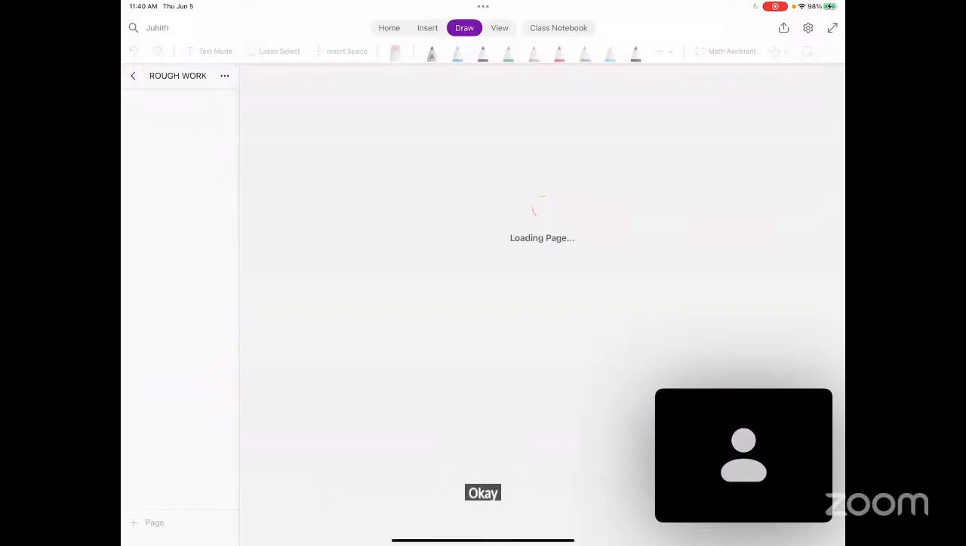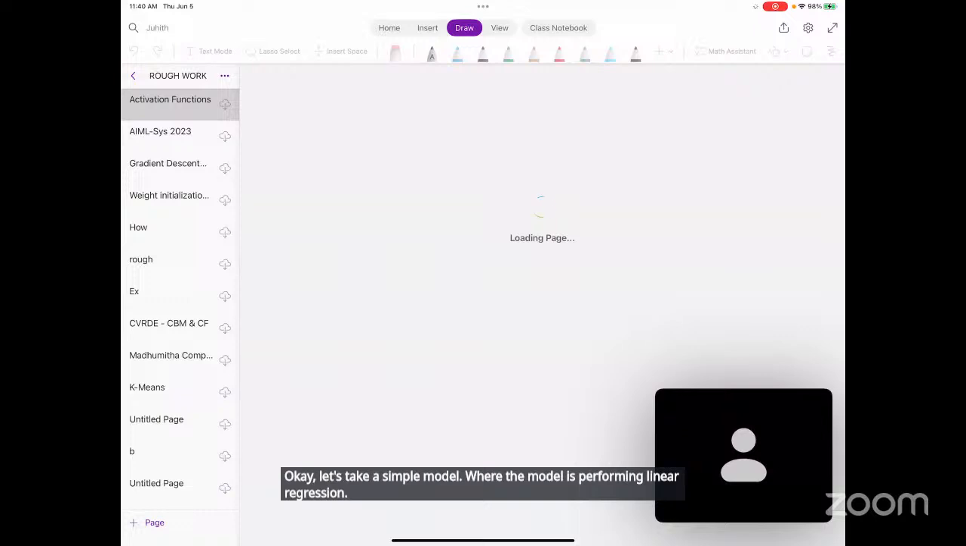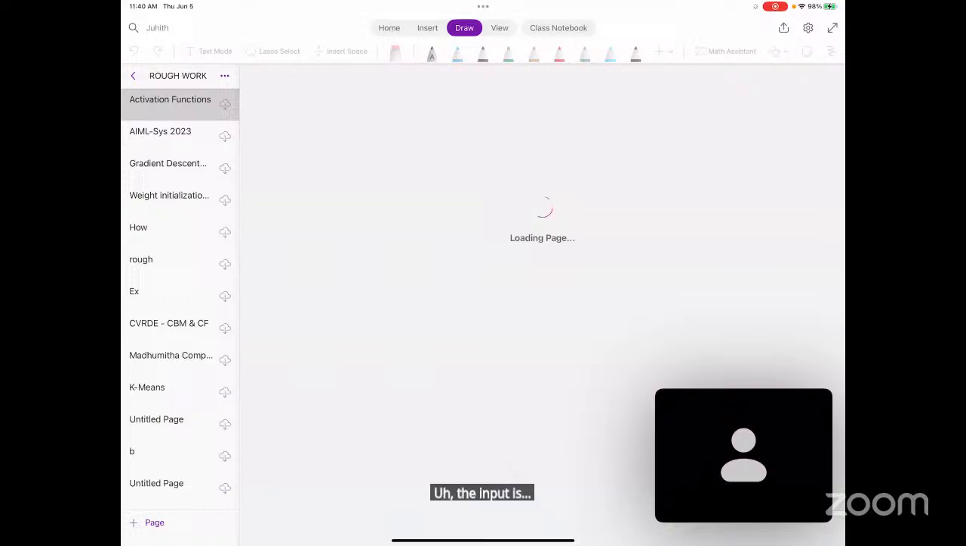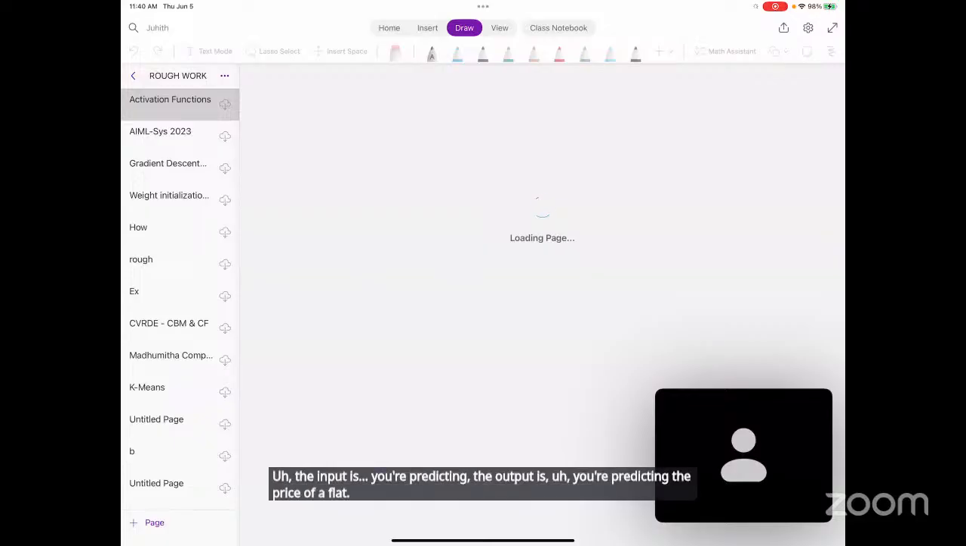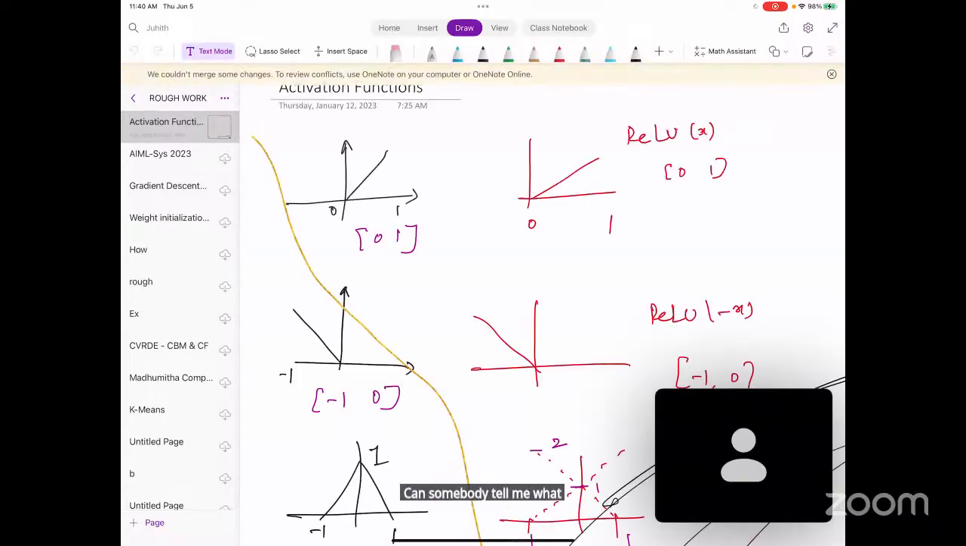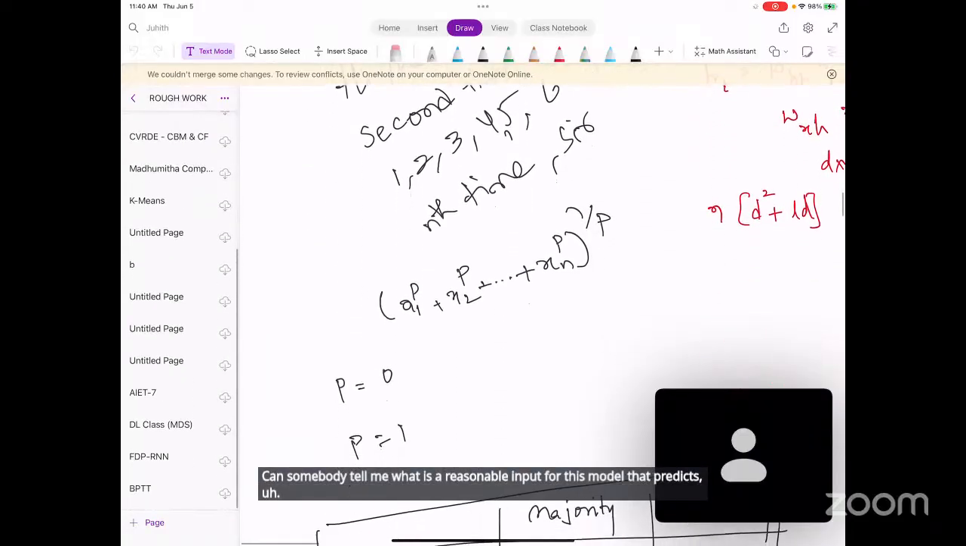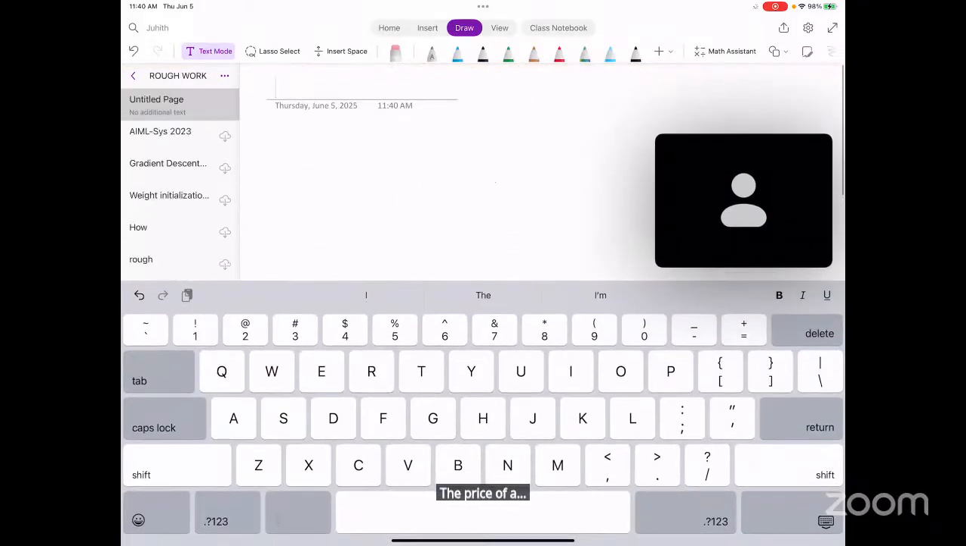So I want to show how the parameters act as explanation. Okay, let's take a simple model where the model is performing linear regression. The output is the price of a flat. What will be the price of a flat? What will be the input? Can somebody tell me what is a reasonable input for this model that predicts the price of a flat?